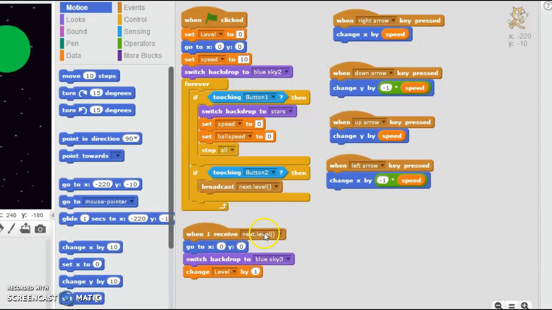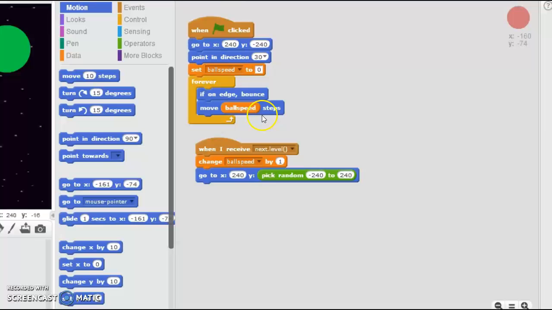And then if there's a next level, this is where the next level is, then the cat goes back to 0,0 position, and we switch the backdrop to a blank one, which really only matters after the first level, and then the level changes by 1.